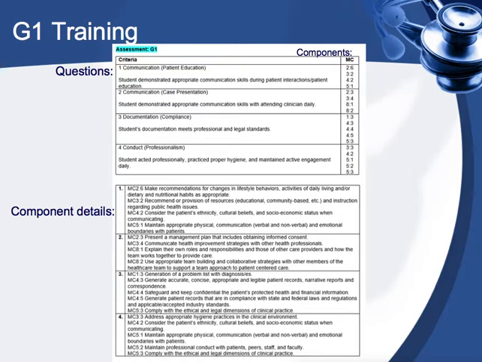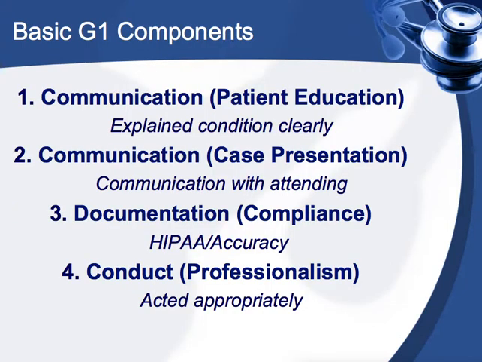This is a snapshot of the handout you've been given of G1. The top has the questions with titles and overview statements, along with the meta competencies that are tied to each question. Let's go over the questions. Question number 1 covers the communication and patient education aspect. This talks about if students explain conditions clearly throughout their rotation. The second is another communication on case presentation. This is, how did the intern communicate with you as an attending?